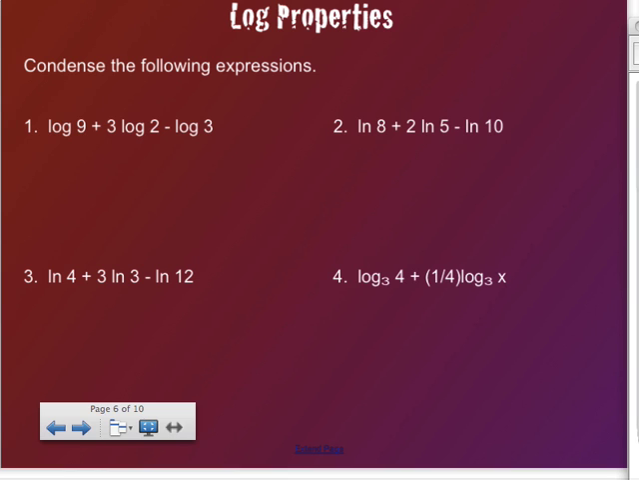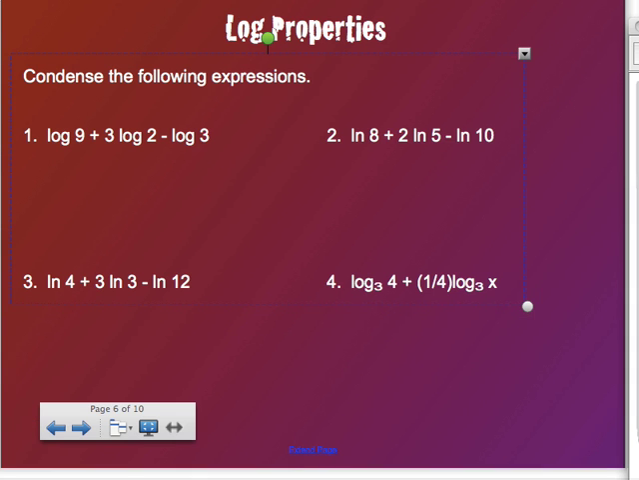What if I go the other way? What if I take a look at this and I say, hey, what if I have a whole bunch of logs and I want to put them back together? So if you look at number 1, for example, I have log of 9 plus 3 log 2 minus log 3. Okay? Take 2 at a time. Doesn't make much difference which 2 you take. Okay, but take 2 at a time and start simplifying.